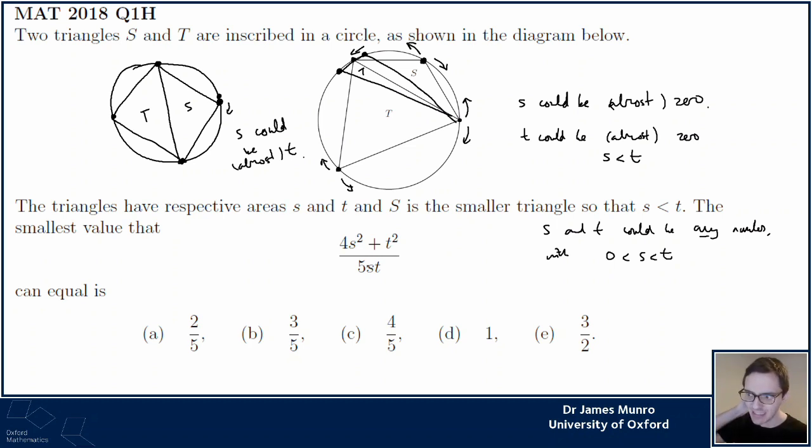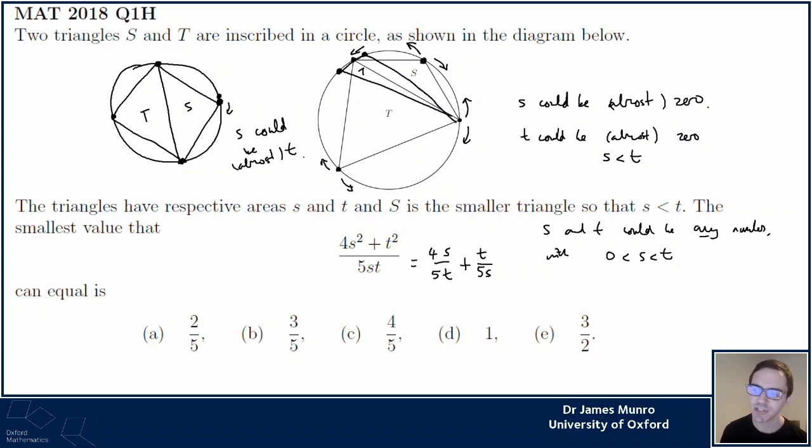Okay, so the actual question asks us to find the smallest value of this expression. And now we know that s and t could be any numbers at all. We're just trying to minimise this expression for any values of s and t. When I see something like this, a sort of quadratic in s, a quadratic in t, and st is a cross term, it's sometimes helpful to split that into separate terms, to divide top and bottom. This becomes 4 over 5 s over t plus, and this t squared over 5st would be t over 5s.